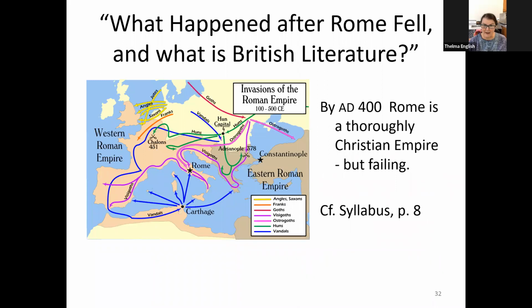By AD 400, Rome is a thoroughly Christian empire, but Rome is failing. Remember, they only have until AD 486. So by AD 400, the empire is failing. Many people say that it rotted within.